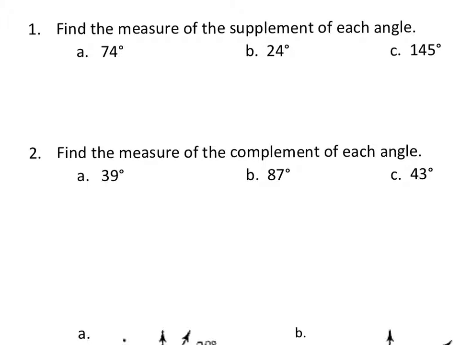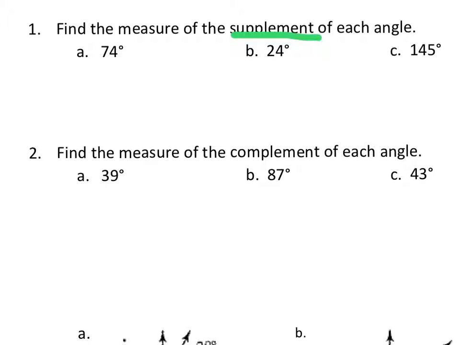In this lesson, we are going to talk about different angle relationships and see some different examples of problems you might have to solve involving angle relationships. So this first question says, find the measure of the supplement to each angle. Well, we've learned that supplementary means that the angles add up to 180 degrees.